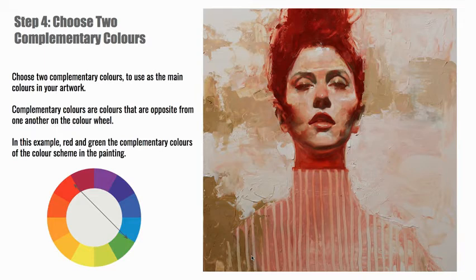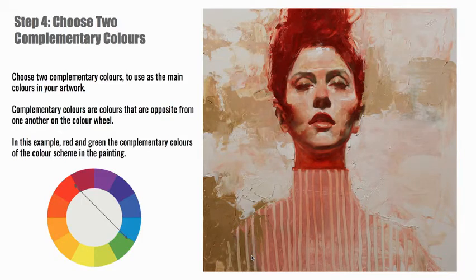Step 4, choose 2 complementary colors. This is another painting by Michael Carson, who's the artist of the other 2 human paintings that I showed you. We're going to steal this idea. We're going to use 2 colors only for the artwork, 2 colors mainly, I should say. And they're going to be complementary colors.